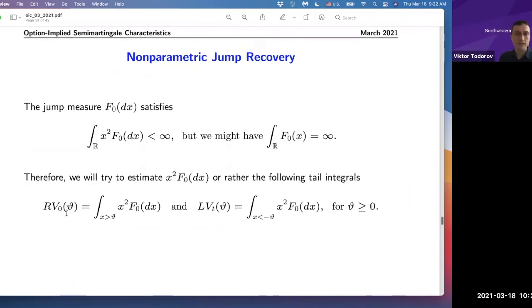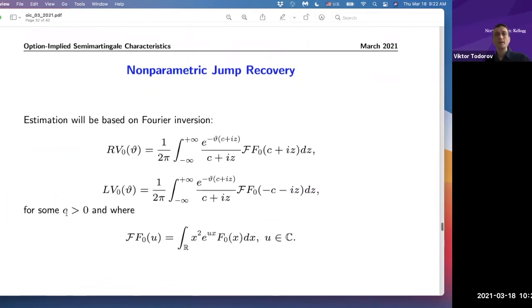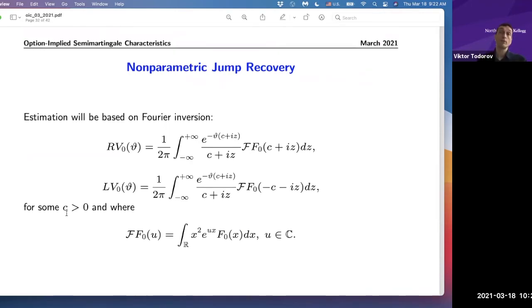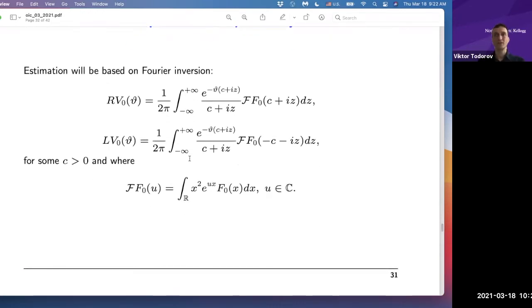Now, how do you do this recovery? Well, it's very simple, via Fourier inversion. You can relate these tail integrals to the characteristic function of this transformation of the Levy measure, where you multiply by x squared. I have to multiply so that I dampen the measure around 0, so nothing explodes. So there's this simple relationship. I don't want to recover the density itself because that's a little bit noisy, so I focus on the tail integrals, which is what people are mostly interested in.